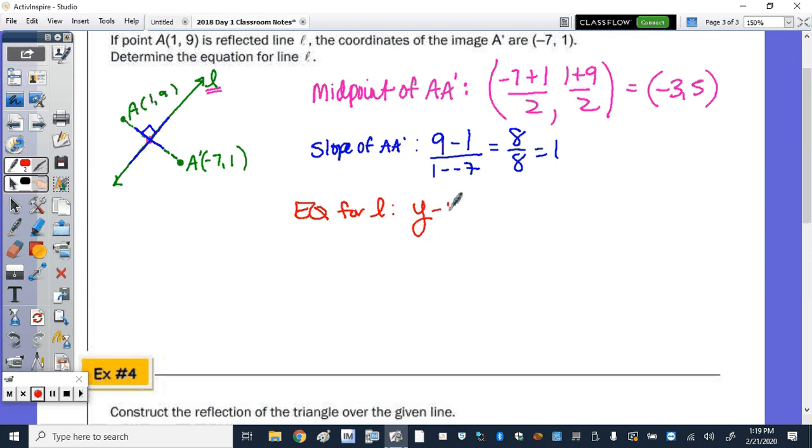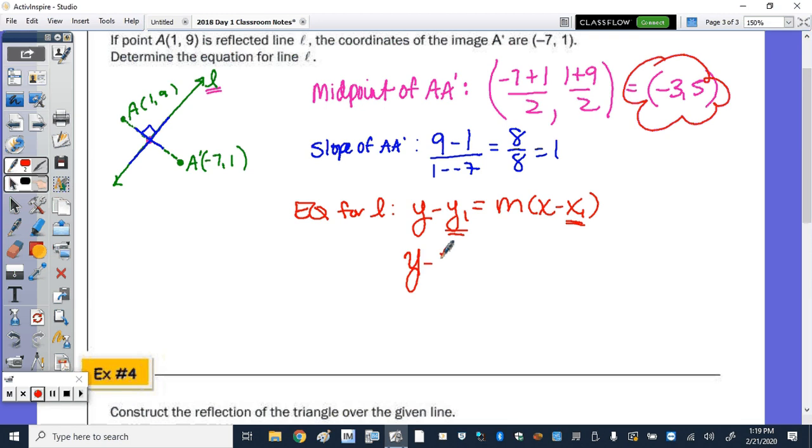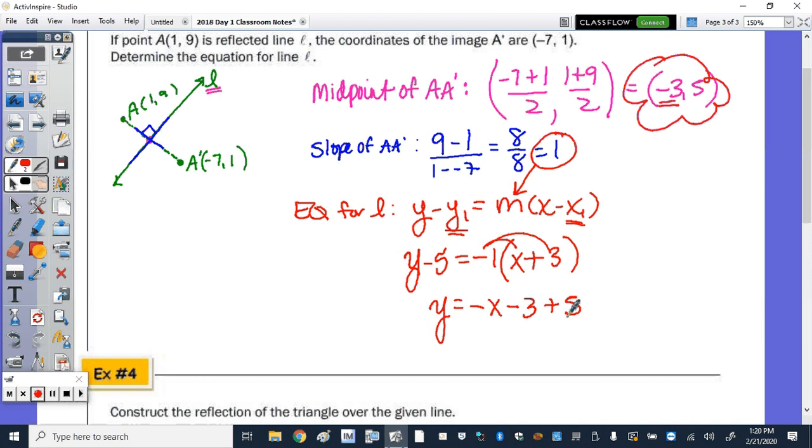I like to use y minus y1 equals m times x minus x1. Now the x1, y1 come from this point right here. So it's going to be y minus 5 equals, now the slope, if the slope of AA prime was 1, the slope of our new line is going to be the negative reciprocal, which is negative 1. Then x minus, and since our x value is negative 3, when I subtract a negative 3, it turns positive. So I'm going to distribute and then add the 5. So negative x minus 3, add 5. So our equation is y equals negative x plus 2.